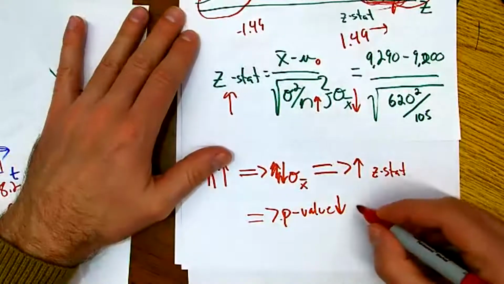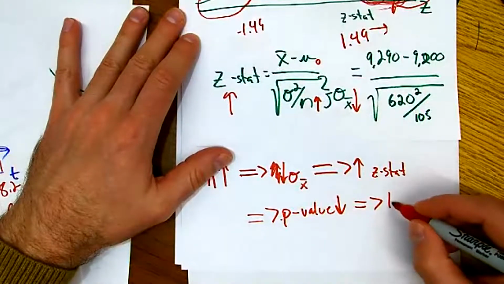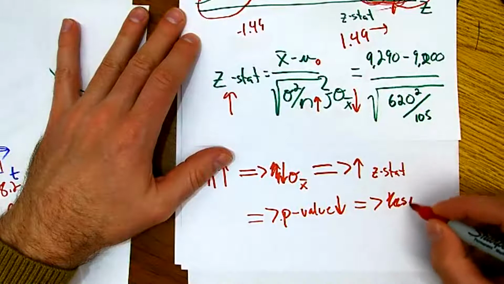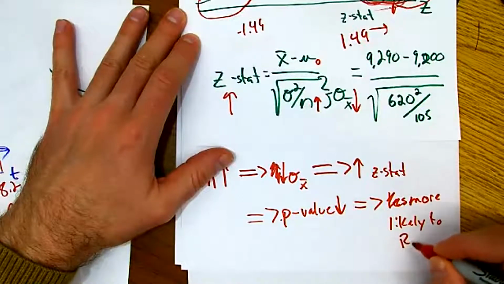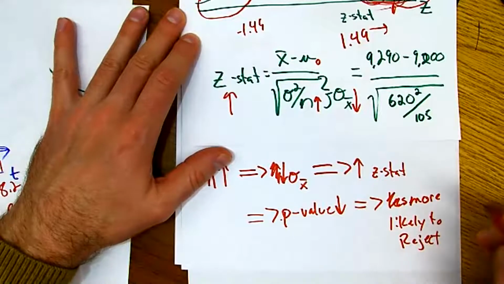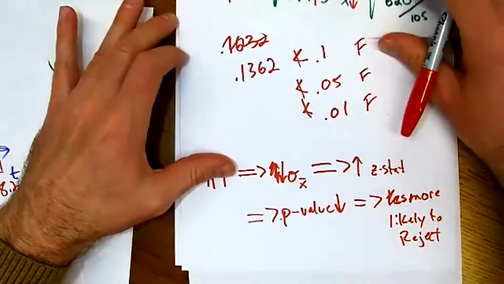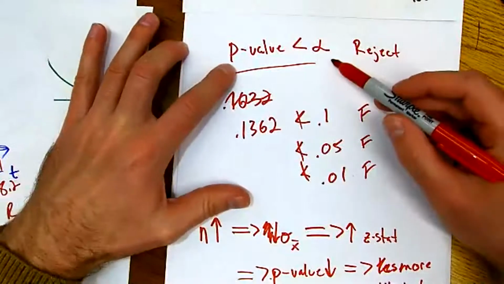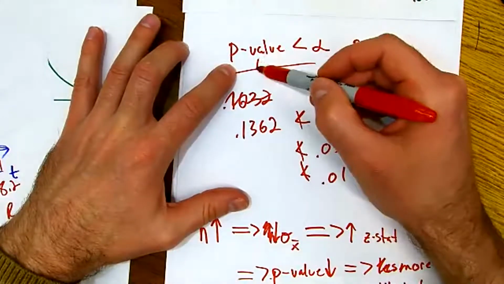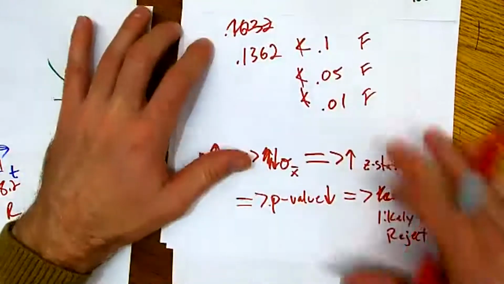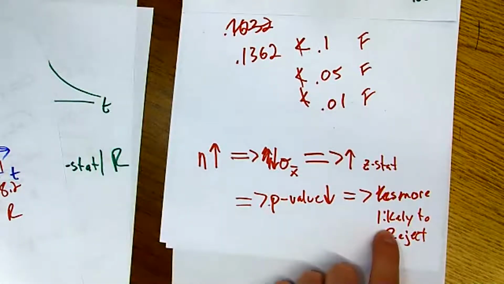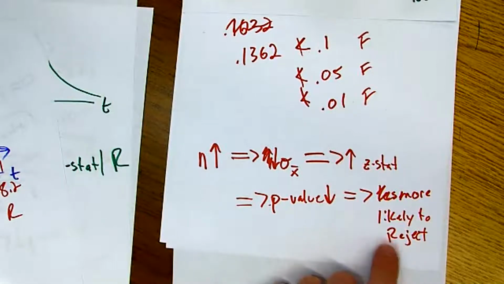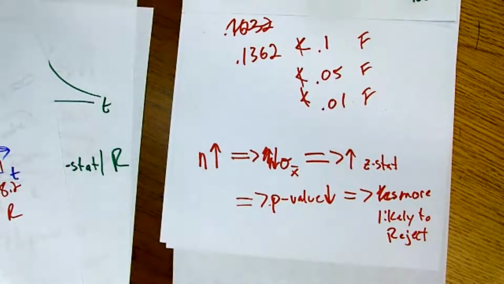Okay. Because my p-value went down, I'm now going to be more likely to reject, because I only make rejection decisions based off of when the p-value is less than alpha. If my p-value is smaller, it's more likely I reject, right? So understanding when we take higher sample sizes, the ultimate effect is that I'm more likely to reject.